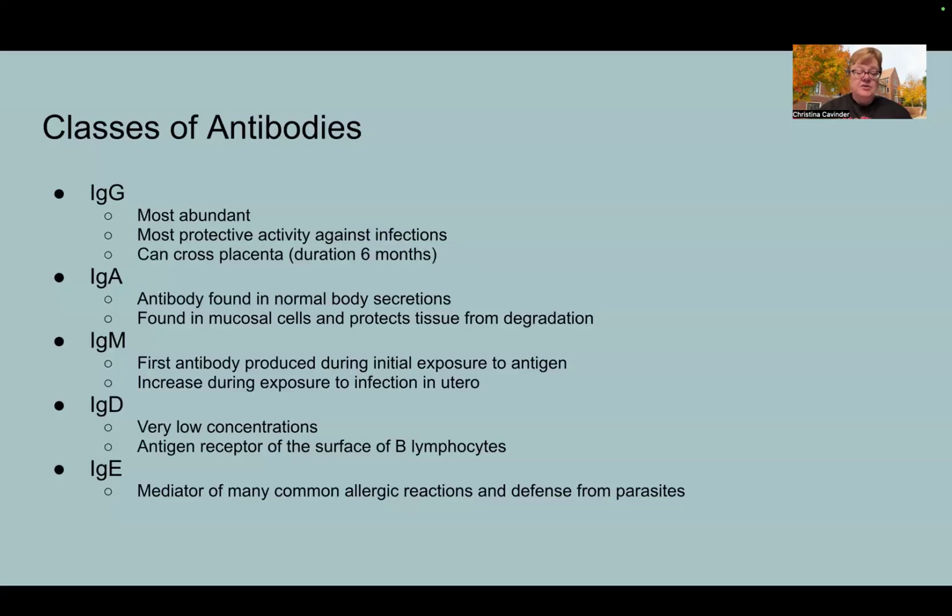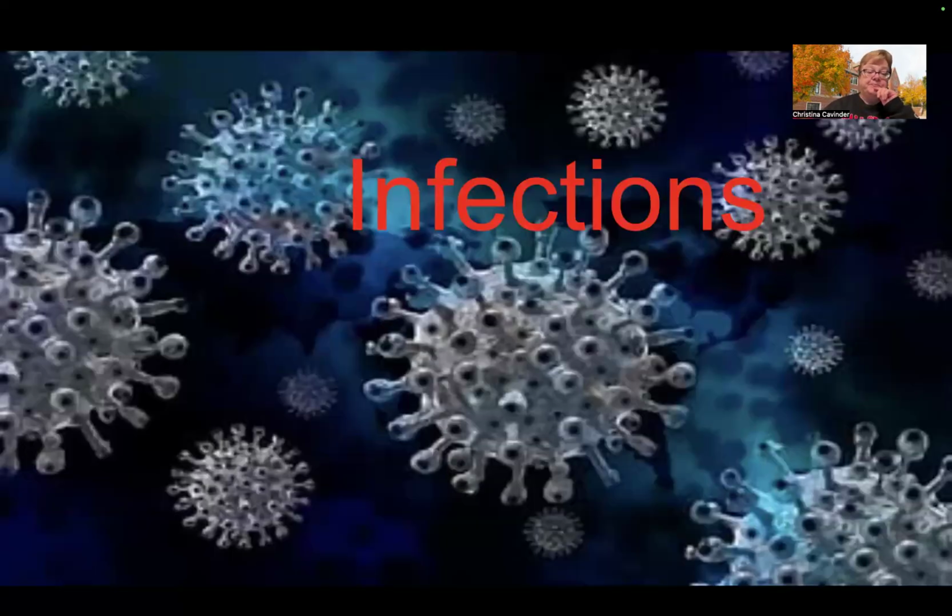IgD is in very low concentrations. This is an antigen receptor on the surface of the B lymphocytes. IgE, this is what you see in allergic reactions or defense against parasites. So know the difference between all the immunoglobulins, because when you draw that blood work, you need to know what it is telling you. It's very important that you understand the difference in all of them.